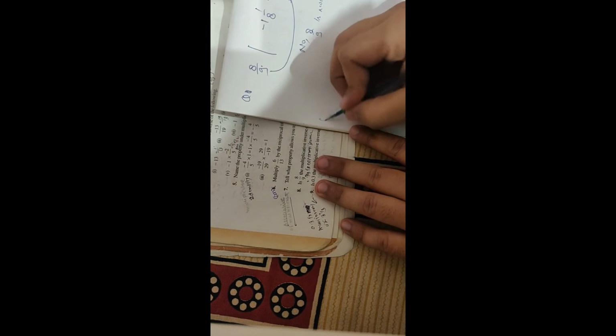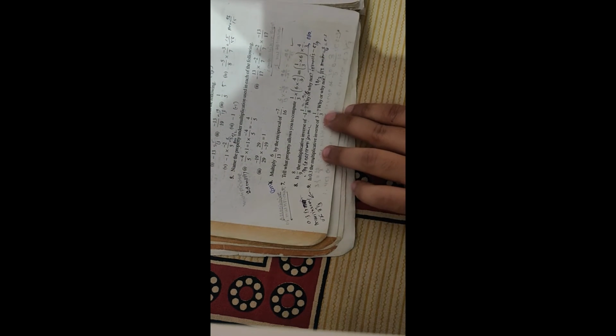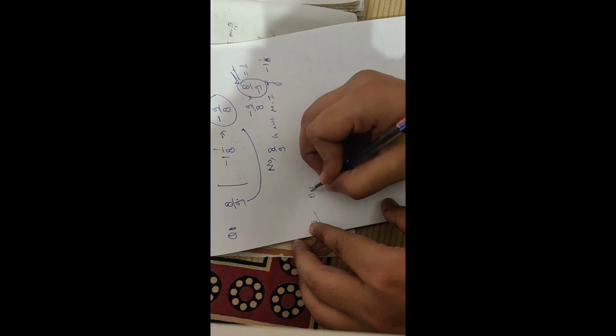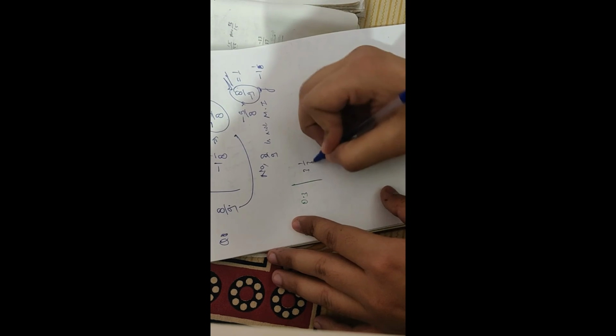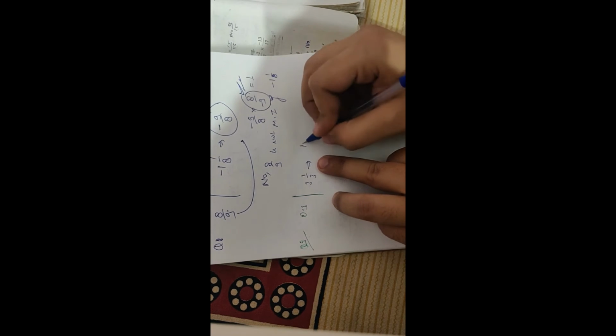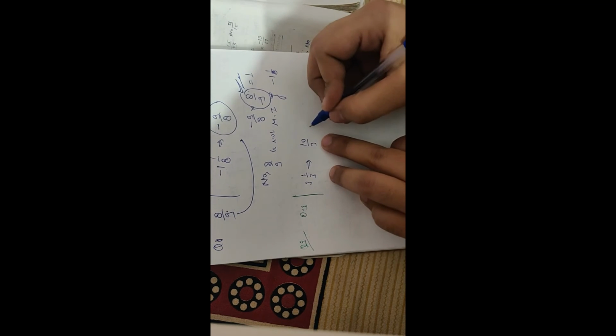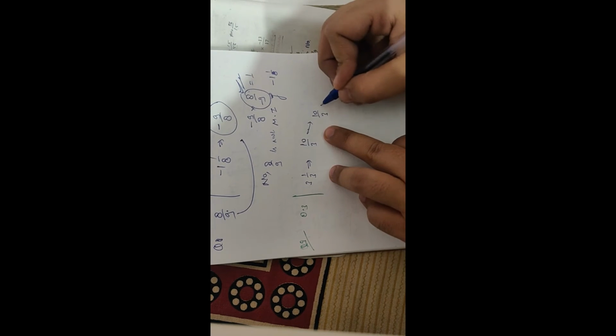Question number 9. Is 0.3 the multiplicative inverse of 3 whole 1 upon 3? Again this is in the mixed fraction, so 3 into 3, 9 plus 1, 10 upon 3. Now you need to find the multiplicative inverse of 10 upon 3, so you will need to reciprocate it to check.